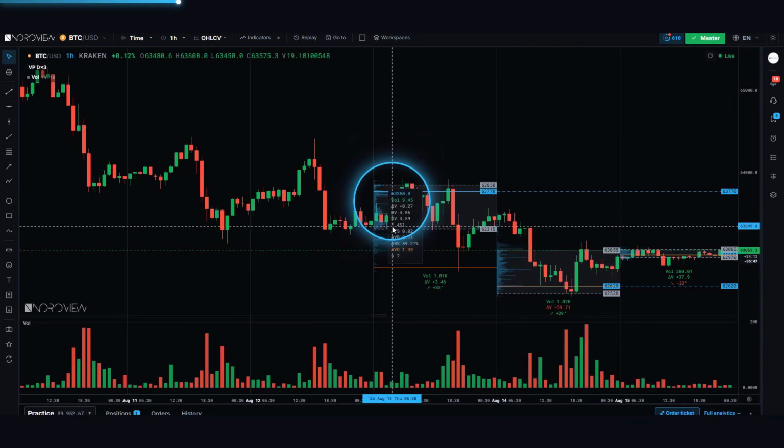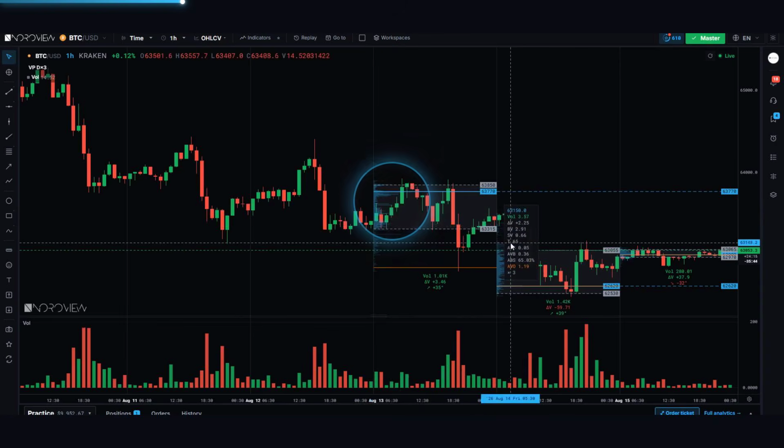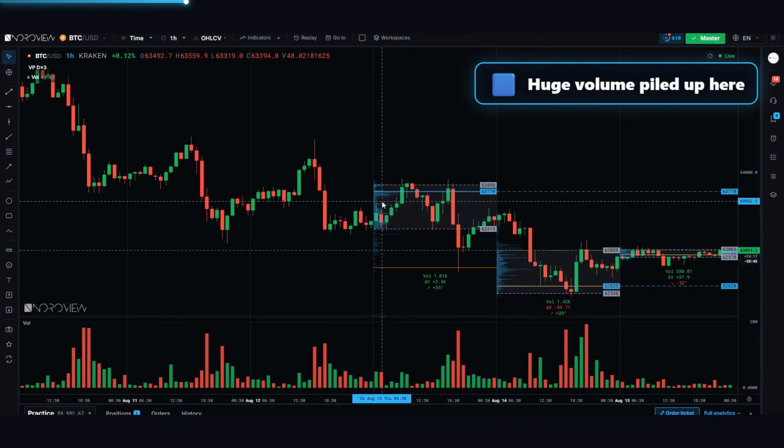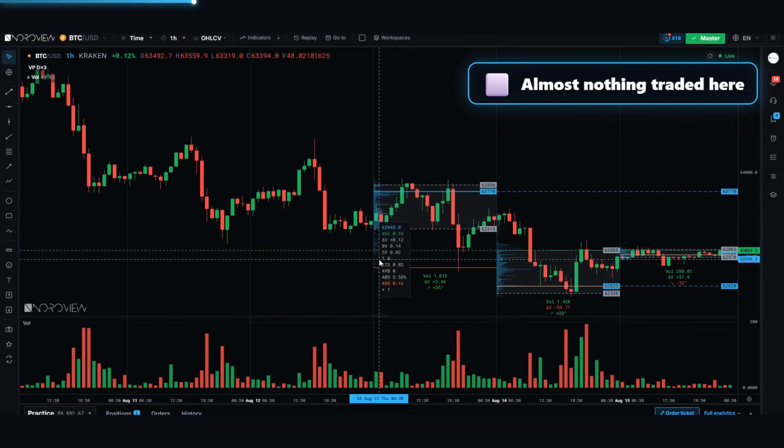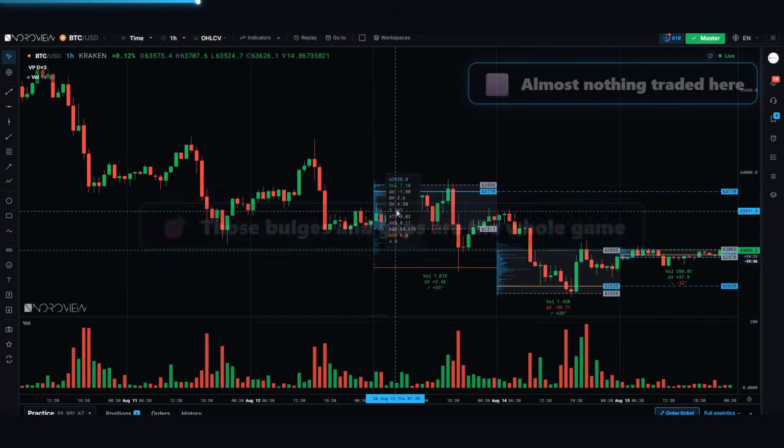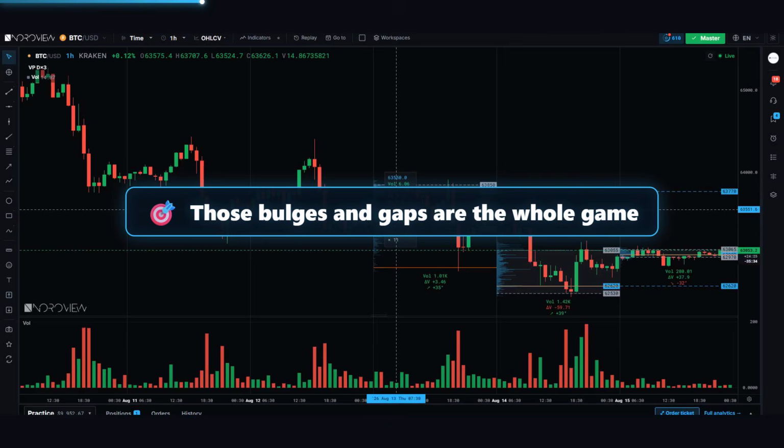Look at the shape of it. It is not flat, and it is nowhere near random. There are prices where an enormous amount of volume piled up, and there are prices where almost nothing traded at all. Those bulges and those gaps are the whole game.